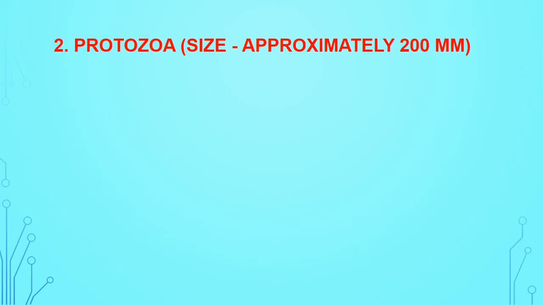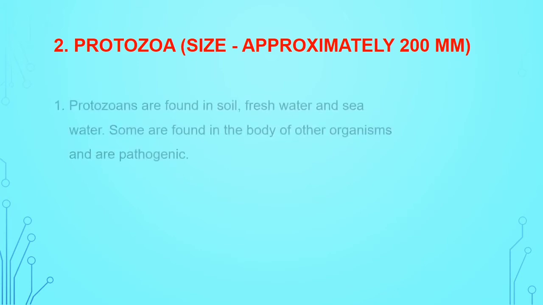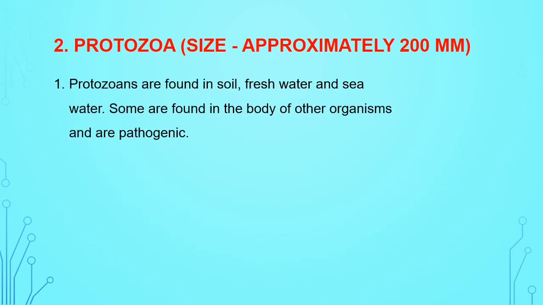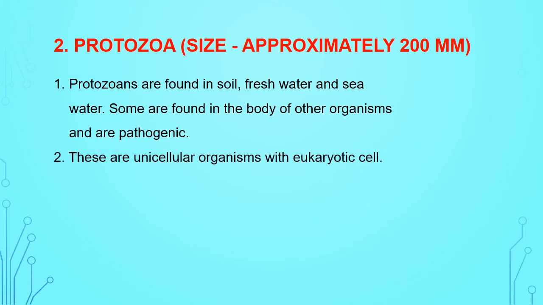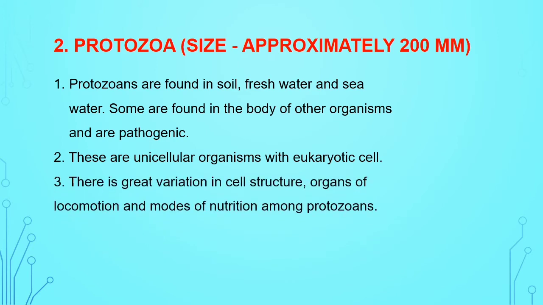Protozoa. Let's understand protozoa. The size of protozoa is approximately 200 micrometer and the characteristics are: protozoans are found in soil, fresh water and seawater. Some are found in the body of other organisms and are pathogenic. These are unicellular organisms with eukaryotic cells. There is great variation in cell structure, organs of locomotion and modes of nutrition among protozoans.